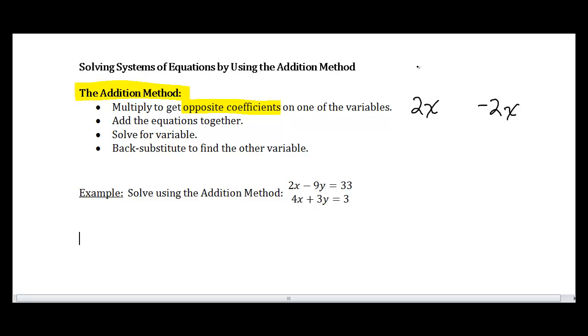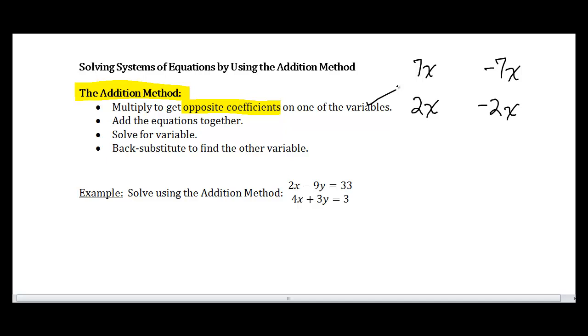Or if I have something like 7x, well, the opposite would be negative 7x. We're going to multiply to get opposite coefficients on one of the variables if we don't already see those opposite coefficients. Sometimes the problem will have opposite coefficients already, but if we don't see them, we're going to multiply, do some kind of trick to help us do that.